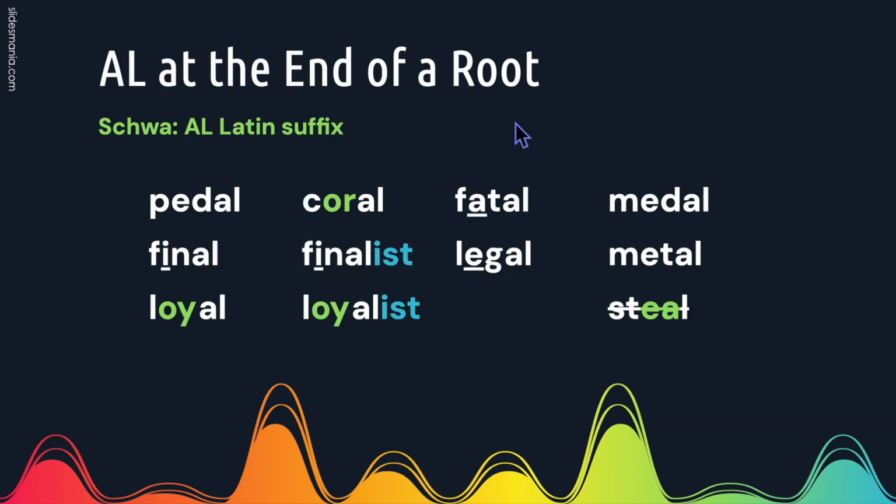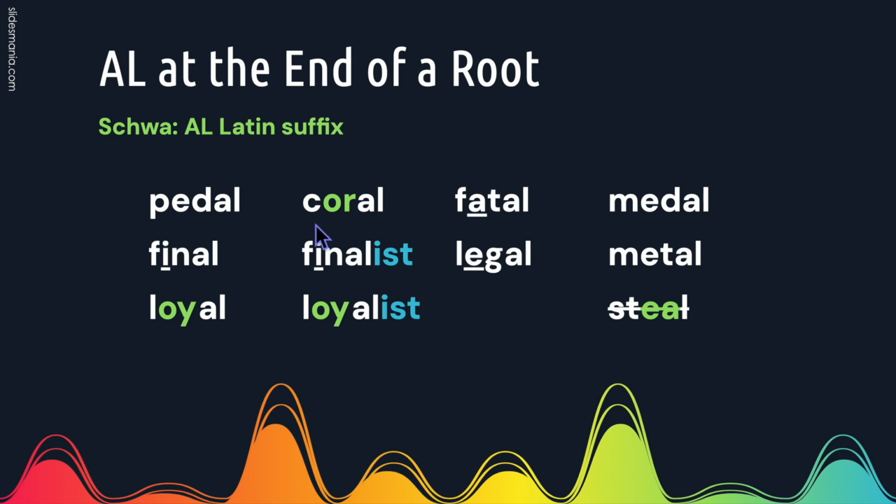If you have AL at the end of a root word with more than one syllable, the AL will usually schwa because it's part of a Latin suffix. So the schwa sound is usually a muffled uh, but sometimes an I sound. So this word is not going to be pedal because that's hard to say. So we say it pedal.